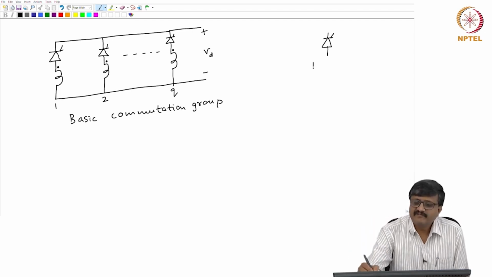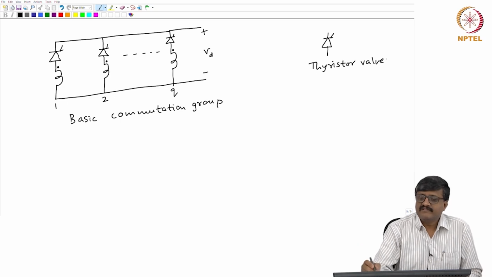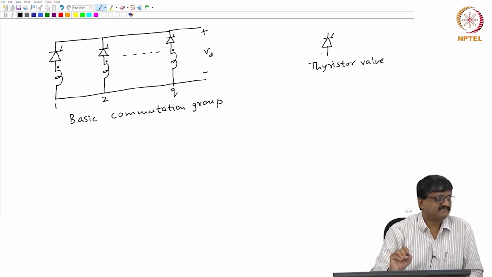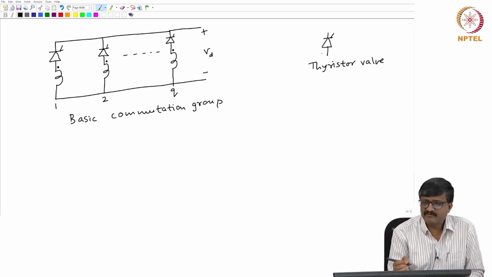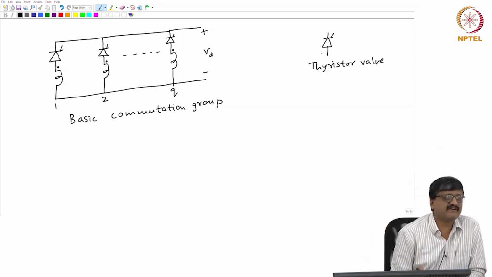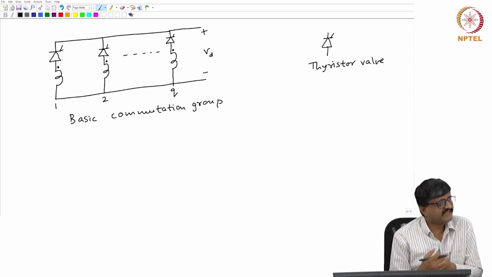I mentioned this term, thyristor valve. Even for the thyristor valve, I use the same symbol which is used for the thyristor device. I will not be showing multiple thyristors in series to show a thyristor valve. I will just again use the same symbol. So, in all the circuits I have drawn, the symbols actually mean thyristor valves, though it is the same symbol as that of the individual thyristor device. Okay.